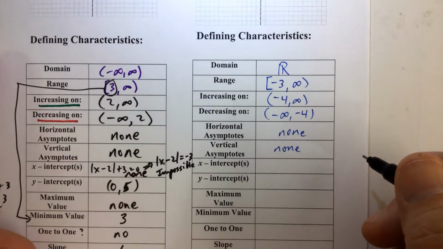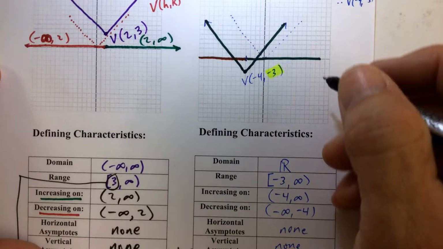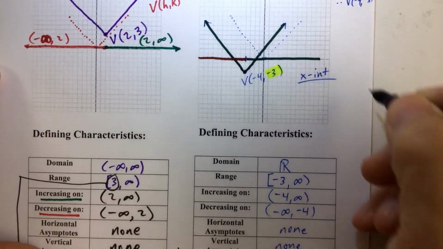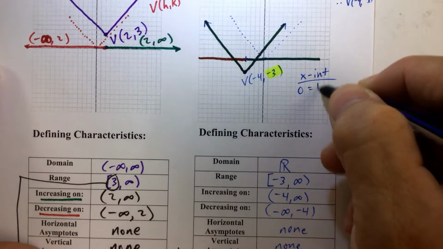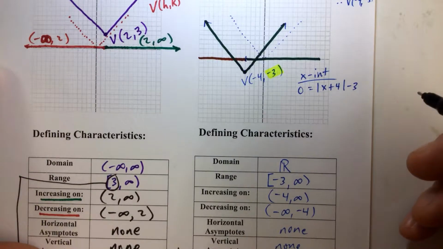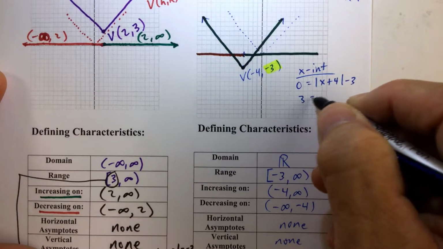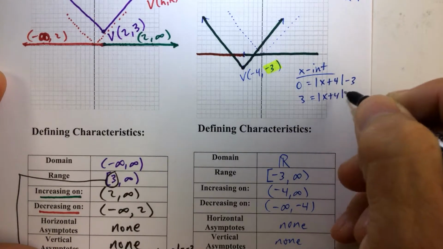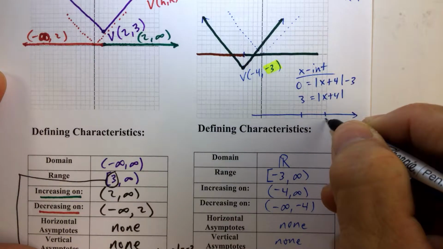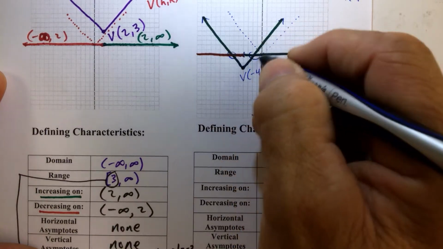The x-intercept, we always want to make sure we solve for x when we let y equal 0. So to find the x-intercept, we're going to let y equal 0, and we get the absolute value of x plus 4 minus 3. Tune into this here, because this is a good review from what we started off the year doing. Adding 3 to both sides, we get the absolute value of x plus 4 is equal to 3. What does that mean? It means that x plus 4 is 3 units away from 0. We can see there's 2 x-intercepts.